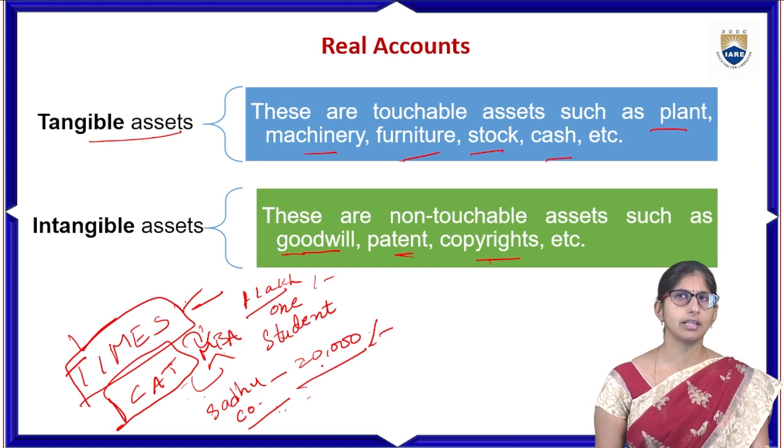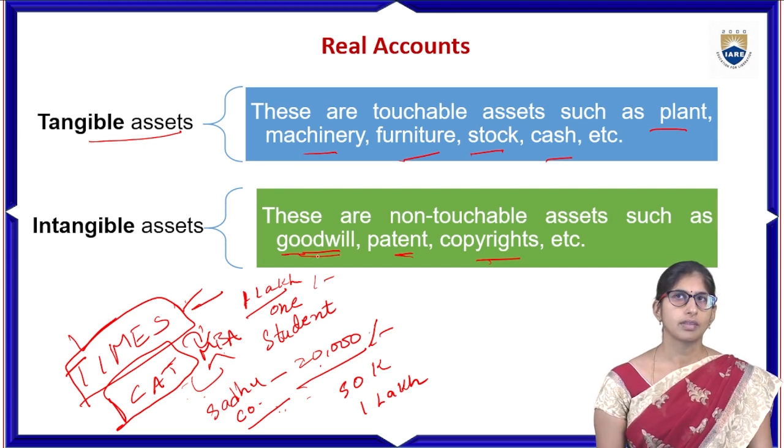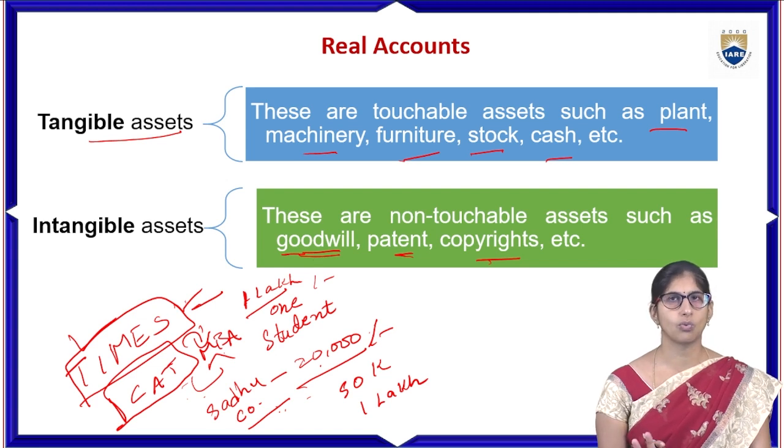and immediately this 20,000 will become 50,000 and 50,000 will become 1 lakh again. So this is all goodwill. This is all goodwill which is creating brand. Because of brand only this goodwill is increasing, right? We cannot see that. We cannot touch it, we cannot feel it.